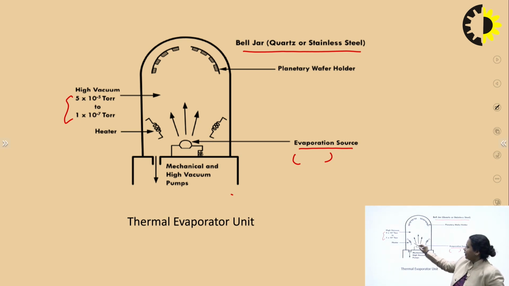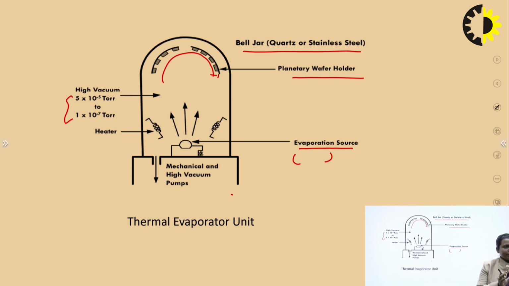The heater is used, and after that we get some kind of vapors, and these vapors get deposited over the wafers. The wafers are kept here on a planetary wafer holder. So this is a thermal evaporator unit. That means we are creating vapor, and those vapors will deposit over your wafers, which are placed over the planetary wafer holder, right?